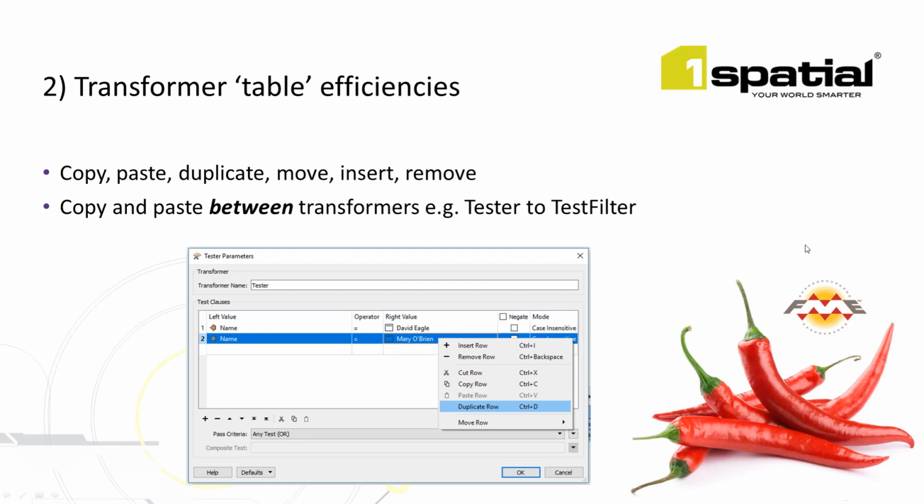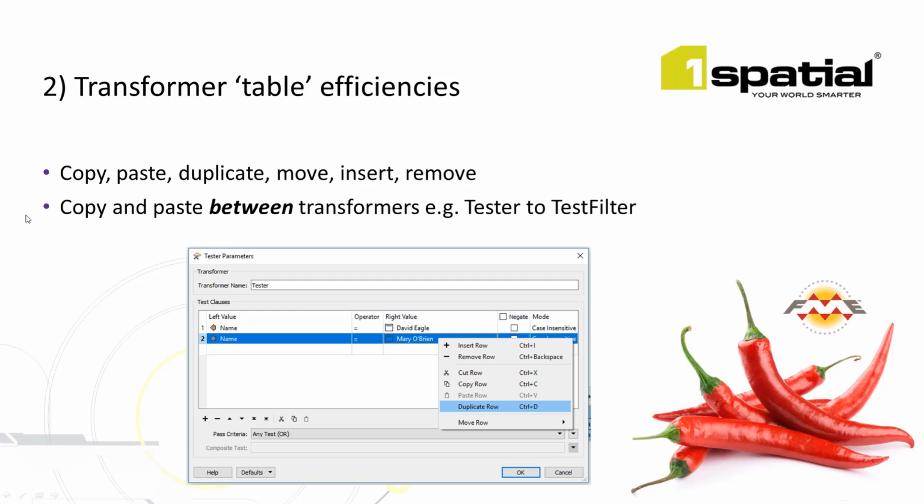One of the other things that you may have seen from that workspace, and I'm just going to dive into there in a moment, is one of the subtle capabilities that has been added in FME 2018: better table efficiencies. Frankly, I think this is going to be a bit of a game changer. It is minor, and it's the kind of thing that you stumble on as you're using FME, but the ability now to copy, paste, duplicate, move, insert, remove rows in tabular-based transformers is going to be a real big deal. We can even now copy and paste between transformers.